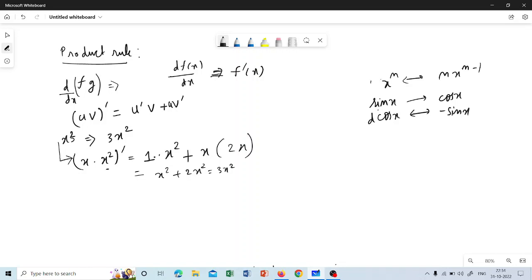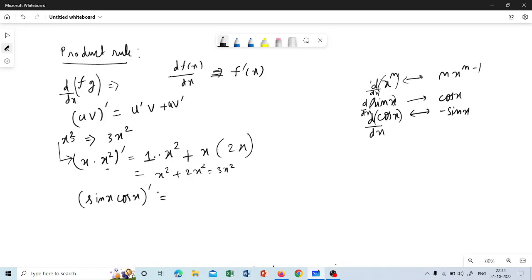So this step is required. So what if I want to find the derivative of sine x into cos x? Find the derivative with respect to x. How will I find it out? So let me write first.